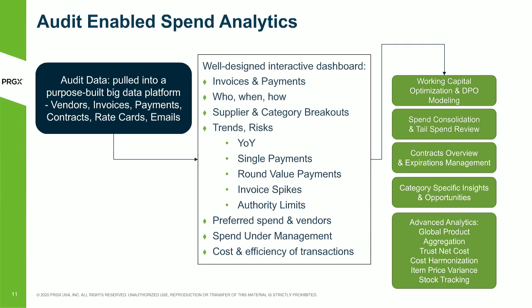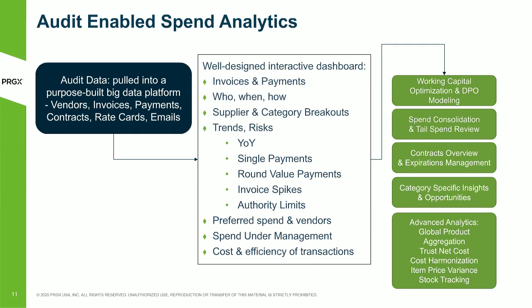Being able to measure your working capital optimization and DPO modeling, being able to find consolidation targets, where we have a long tail and lots of one-off vendors, where are the areas and categories where it's ripe for consolidation and product harmonization and spend harmonization. So where is that? Finding those.